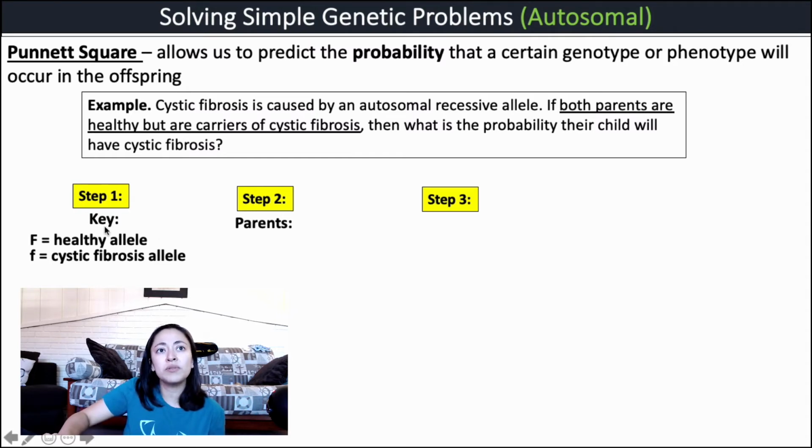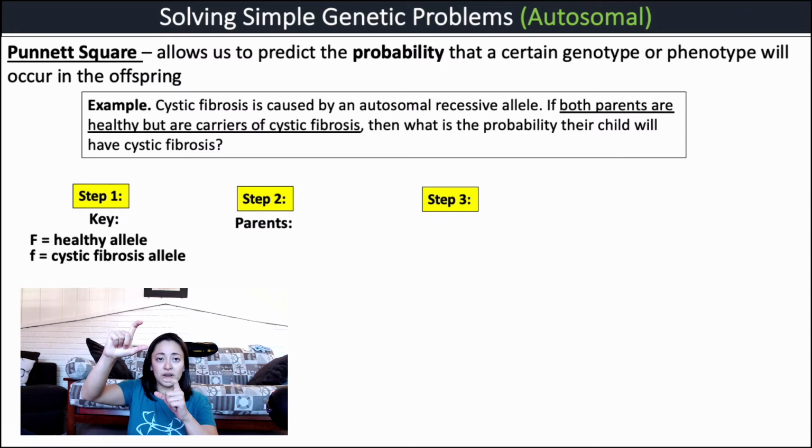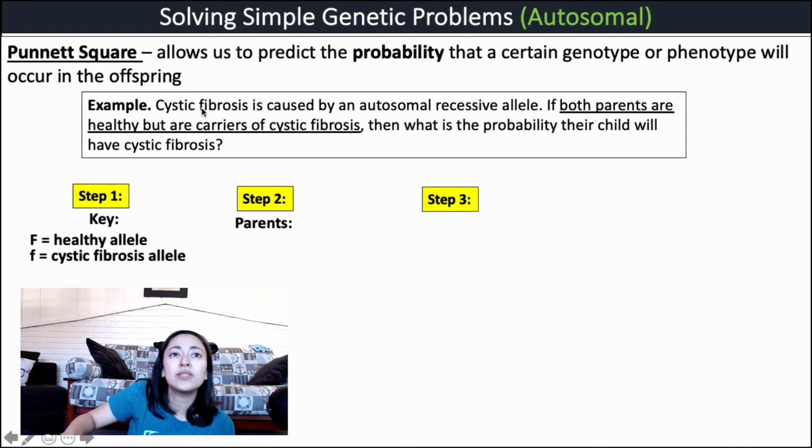So first thing I would always do is make a little key with the alleles. And in this case, again, you always want the dominant allele to be a capital letter and the recessive allele to be a lowercase letter. And you want to use the same letter. You can pick any letter, but if I pick F, I'm going to have a capital F and a lowercase f. So in this case, we know cystic fibrosis is caused by an autosomal recessive allele. So having the dominant allele would be the healthy allele. And then having the recessive allele would cause cystic fibrosis. So that's a cystic fibrosis allele.